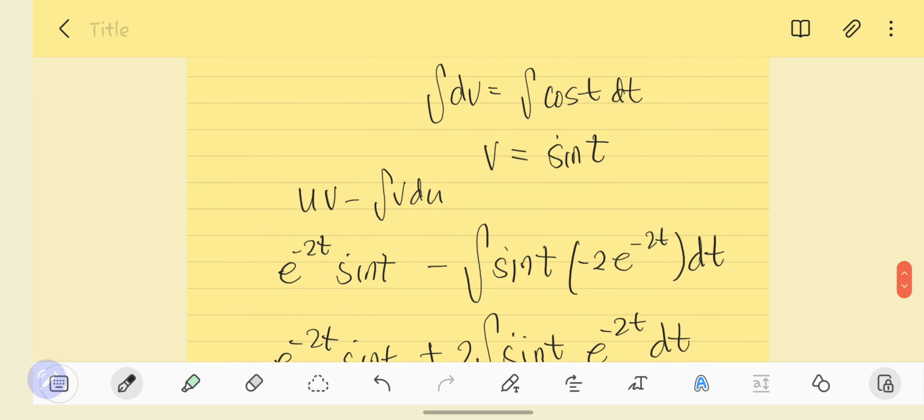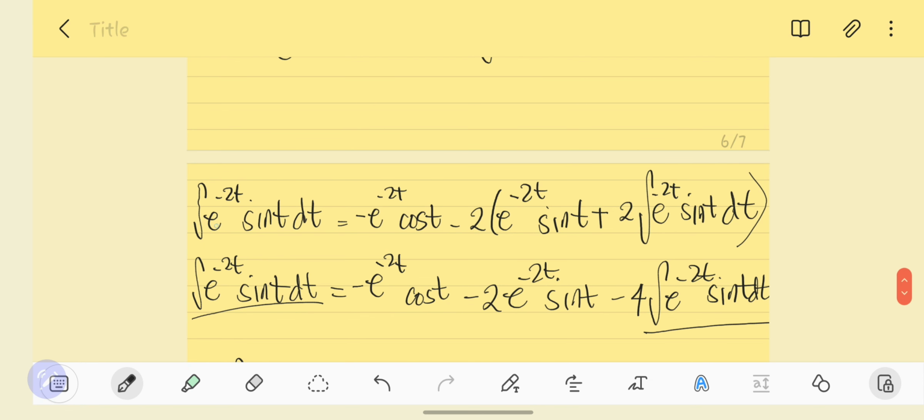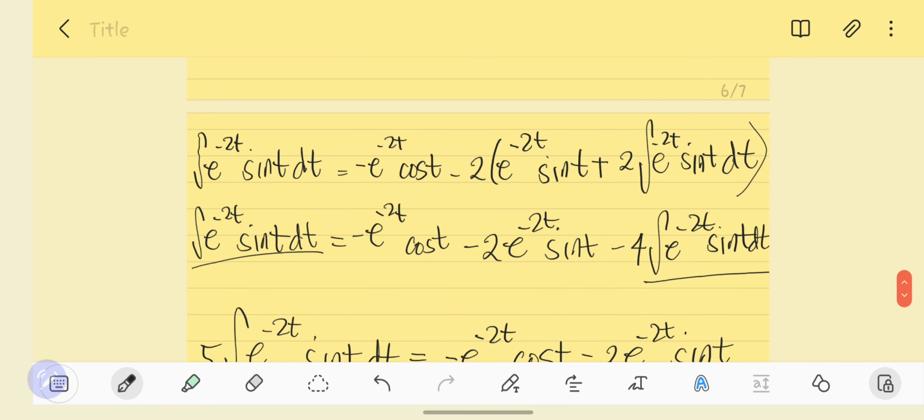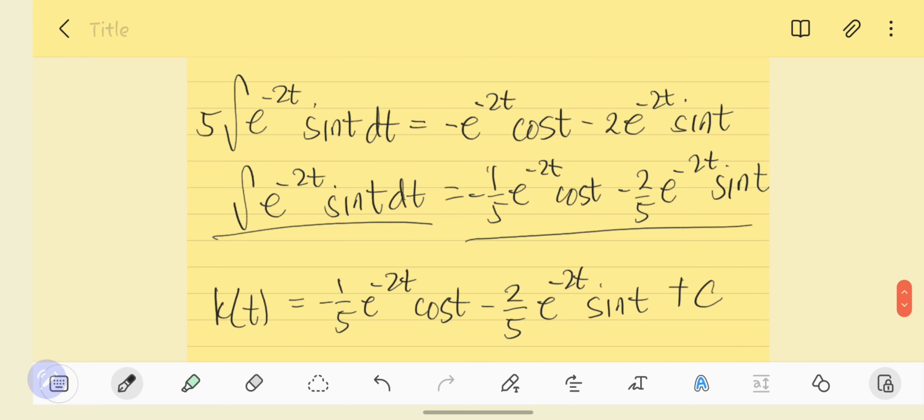So we will substitute that into the equation. The integral of e to the negative 2t sine t dt is equal to negative e to the negative 2t cosine t minus 2 times e to the negative 2t sine t, minus 4 times the integral of e to the negative 2t sine t dt. Then by doing some math, we arrive at 5 times the integral of e to the negative 2t sine t dt is equal to negative e to the negative 2t cosine t minus 2 e to the negative 2t sine t. And then our integral of e to the negative 2t sine t dt is equal to negative 1/5 e to the negative 2t cosine t minus 2/5 e to the negative 2t sine t.